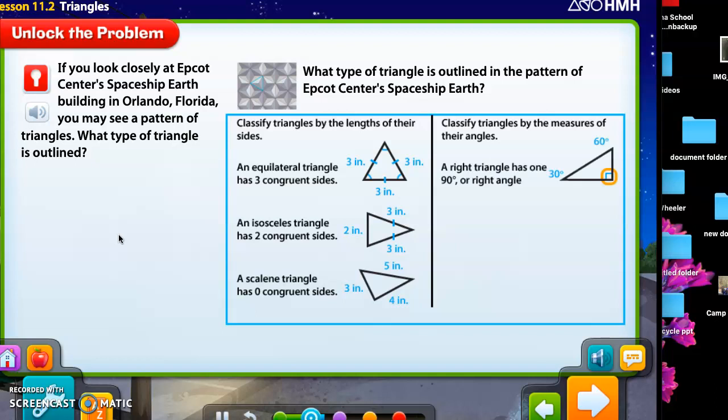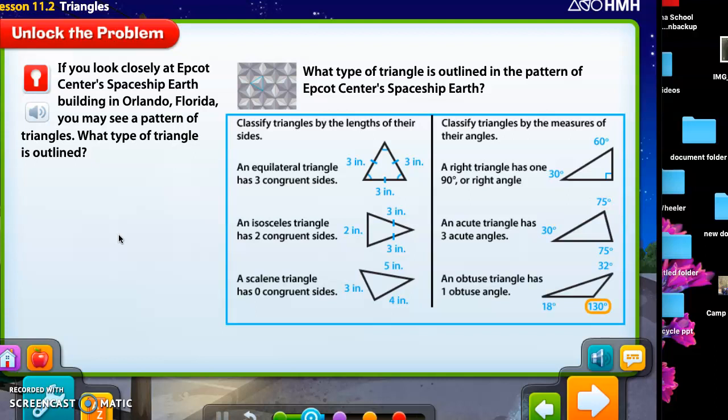A right triangle has one 90-degree or right angle. An acute triangle has 3 acute angles. An obtuse triangle has 1 obtuse angle.